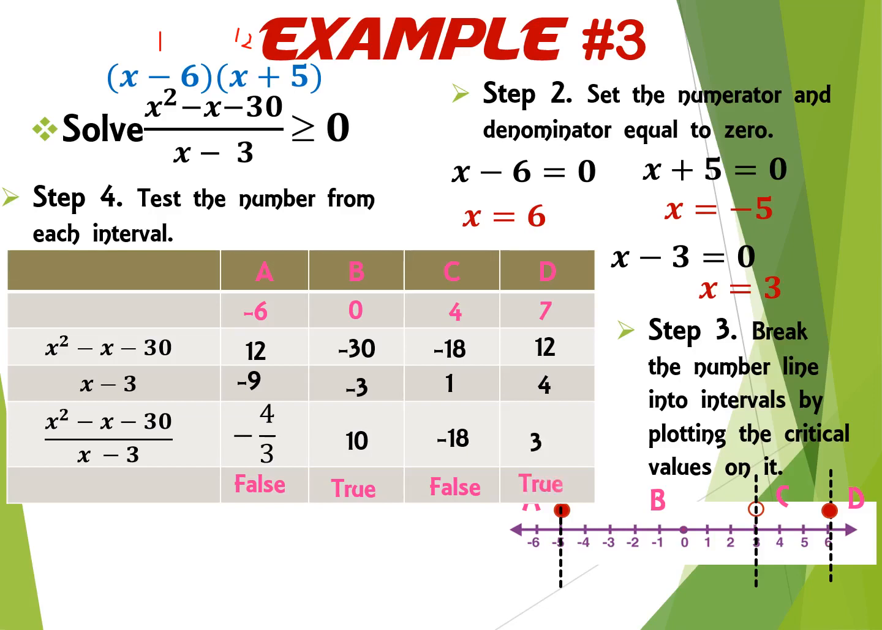So 3 is greater than or equal to 0. So this is true. Therefore, your solution is partition B and partition D. So let us determine the solution.